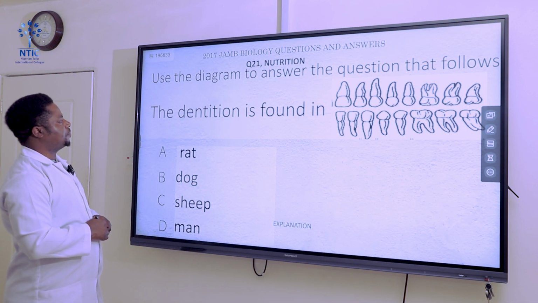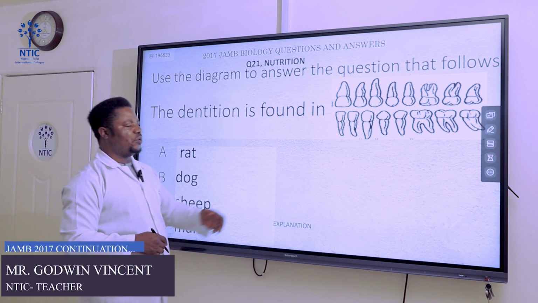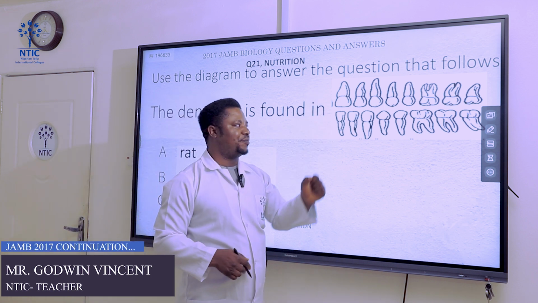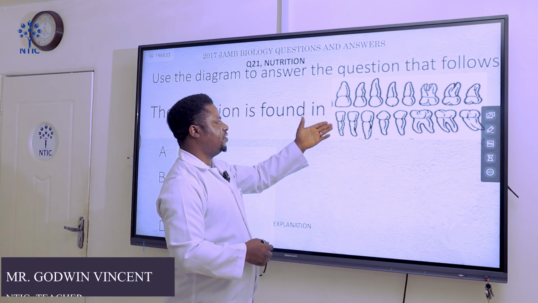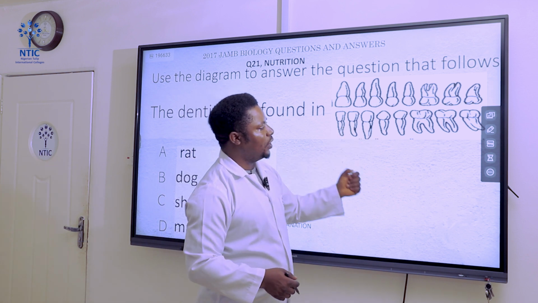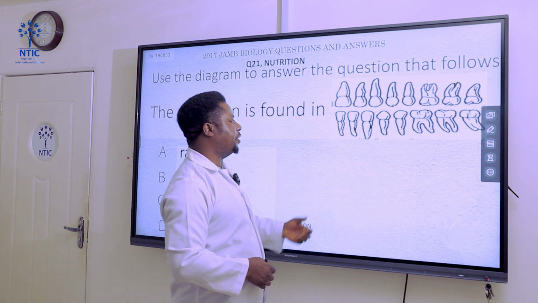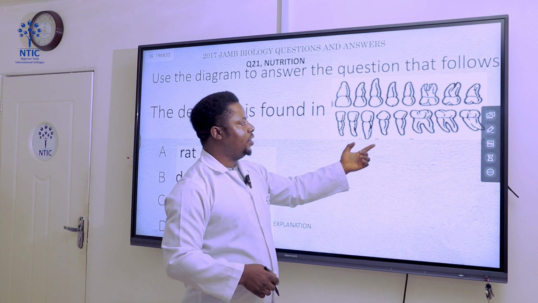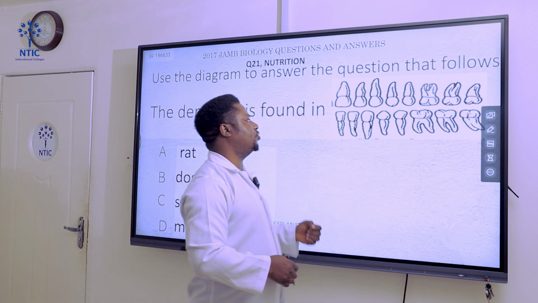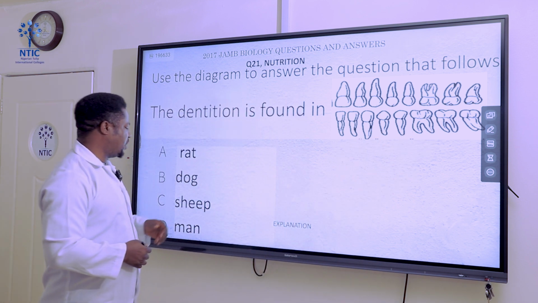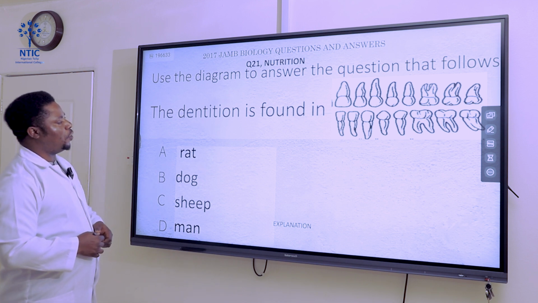Question number 21. The dentition is found. If you look at this diagram of the dentition of man, you have the incisors, the canine, the premolar, and the molar. This is 2, 1, 2, 3, showing the dentition of a man.